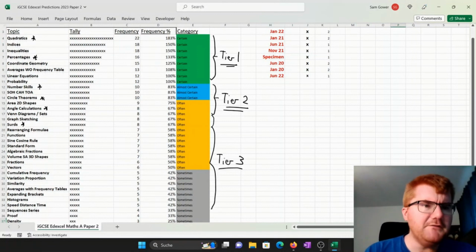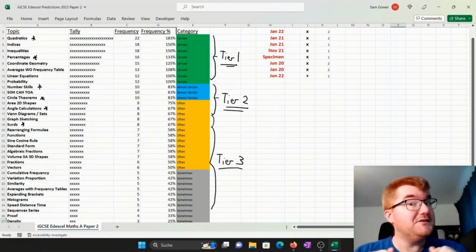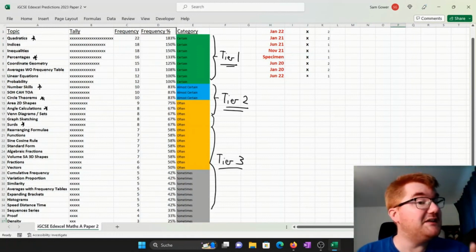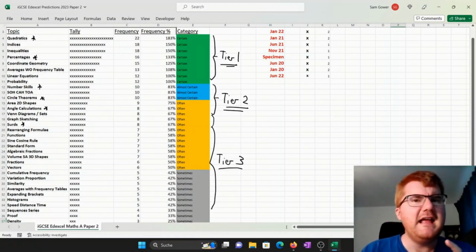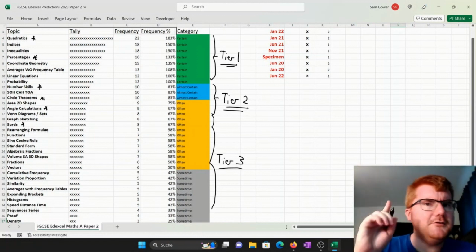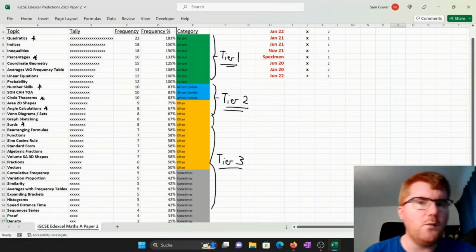I want to mention percentages here as well, because that appears quite regularly, but also quite a lot of marks. So if you want to go through those particular tier 1 topics and make sure you get lots of marks for this kind of question, then percentages is one of those topics. And if you need a quick revision of that, then do check out the video above as well.